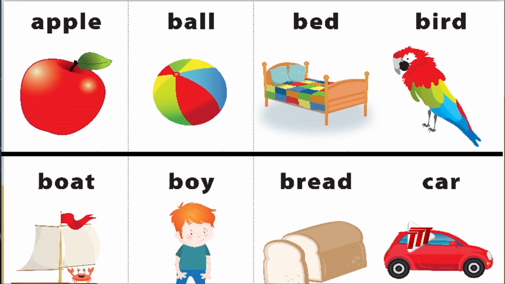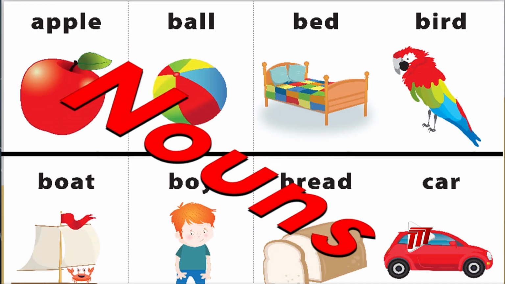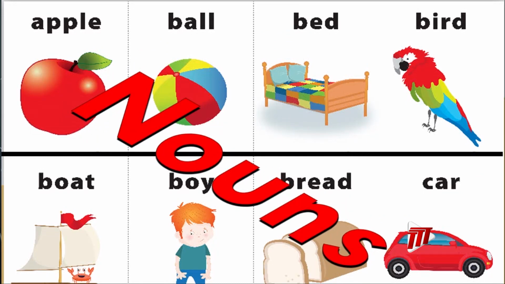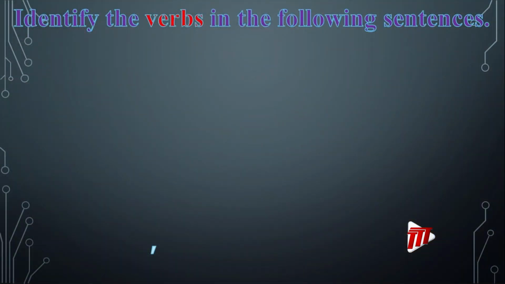And then you have this other set here where you have apple, ball, bed, bird, boat, boy, bread, and car. And all of these here would be examples of nouns. Very good. So we would have had the verbs before, which are the actions that can be taken. And now we have the nouns, which are the ones who can do the actions, because they are the people, places, animals, or whatever that can take those actions into consideration. So what we're going to do now is we're going to try to identify the verbs in these sentences I'm going to give you. So the action words, the words that can be done or are being done in the sentences.